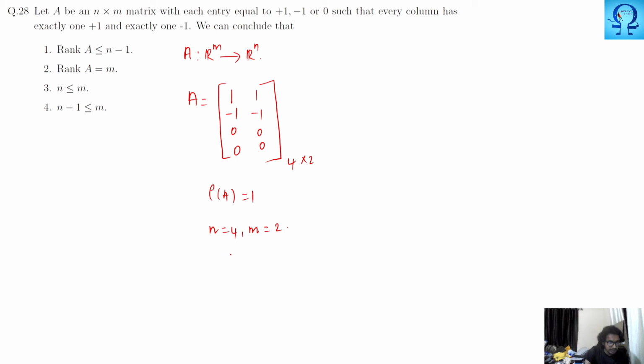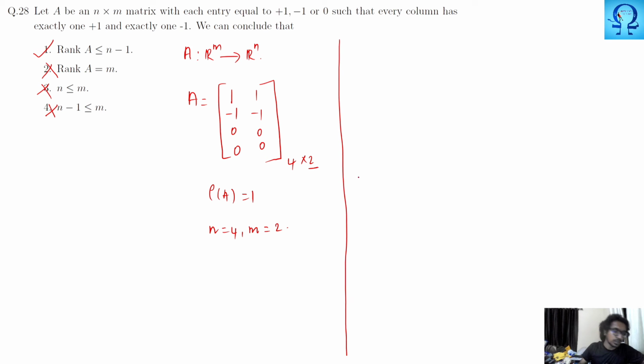So it is clear that n is not smaller than or equal to m, and n minus 1 is not smaller than or equal to m. Out. So the rank of A is m, which means 2, but I am getting 1. So this option is also out. Since this is a part B question, one of the options has to be true. So by discarding the options, I have proved option 1 is true.